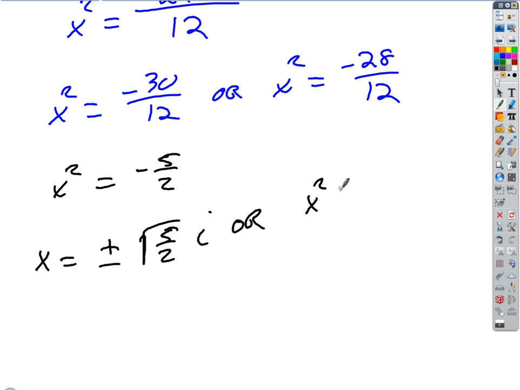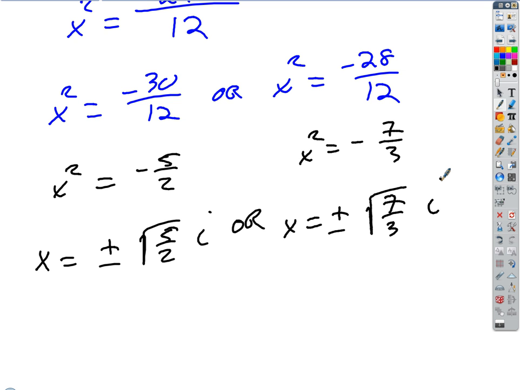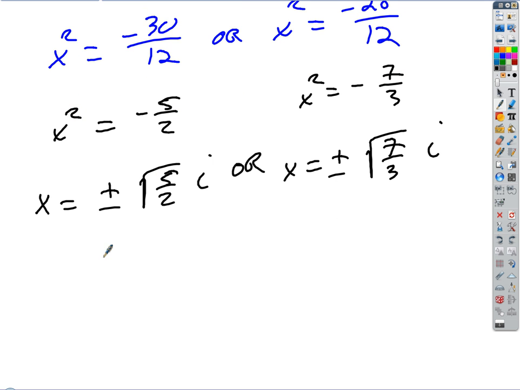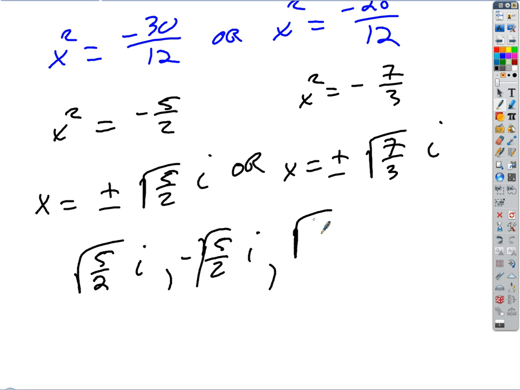So x squared would equal negative 7/3. If I square root both sides, aren't I just going to get x equals plus or minus the square root of 7/3 i? So you could possibly have a negative i. If I wrote those all out separately, all this is the square root of 5/2 i, minus the square root of 5/2 i, the square root of 7/3 i, or negative the square root of 7/3 i.